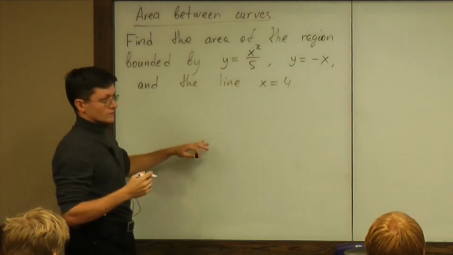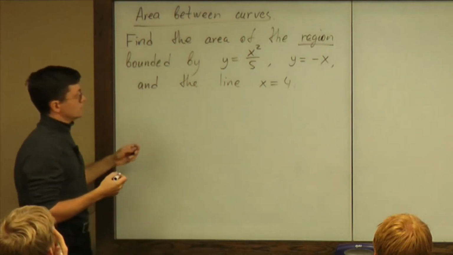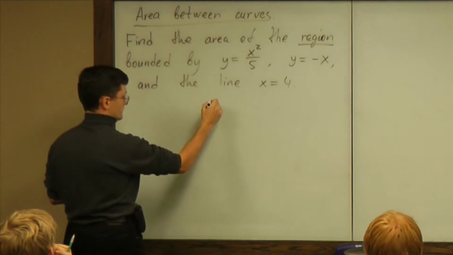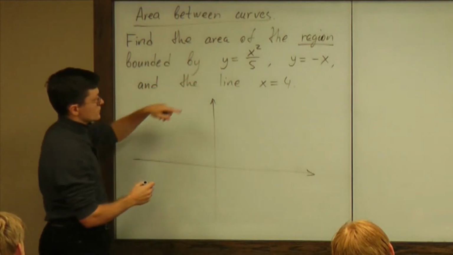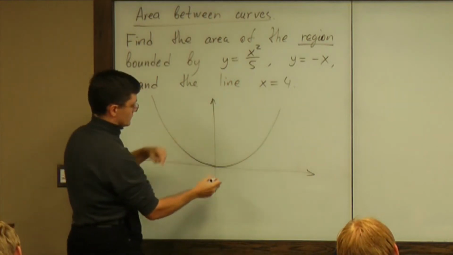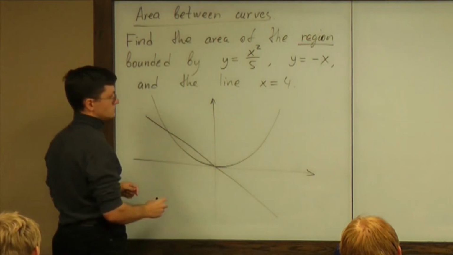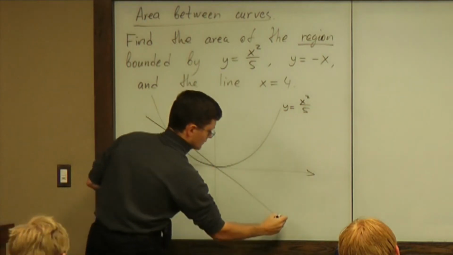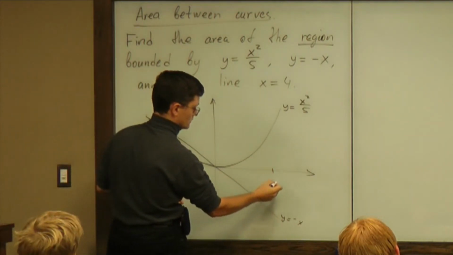So the first thing about this problem is to recognize what kind of region the problem is talking about. And for that you need to sketch the graphs of all these functions. The functions in this example are simple, so we can easily sketch them. The first one is a parabola, the second is a line, so this is y equals x squared over 5, that is y equals minus x, and there is a vertical line x equals 4.